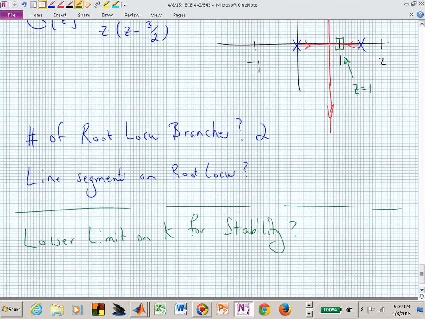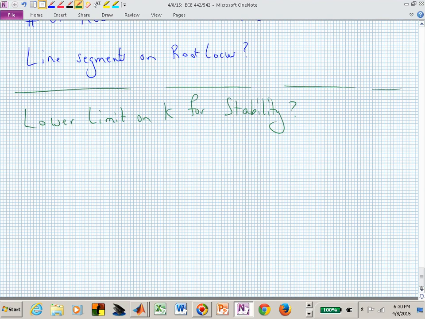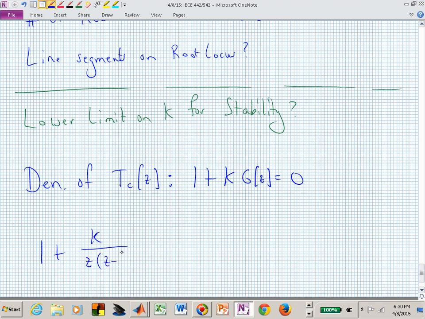So let's look at developing the formula from first principles. We know that the denominator of our closed loop transfer function is governing stability, and that's 1 plus k g of z is equal to 0. In our case, we have 1 plus k, and our g of z was 1 over z minus 3 halves. That's equal to 0.